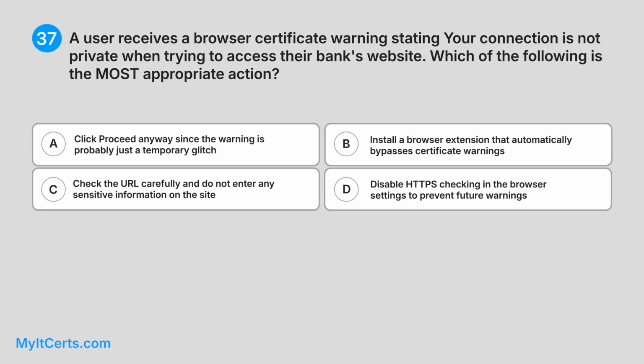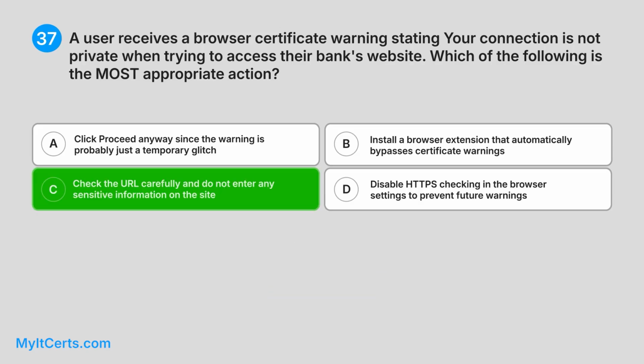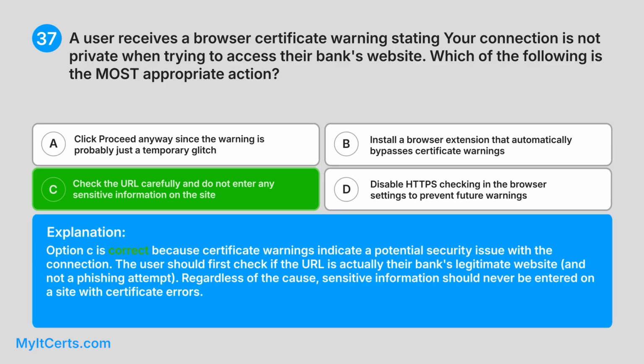Correct answer. C. Check the URL carefully and do not enter any sensitive information on the site. Explanation. Option C is correct because certificate warnings indicate a potential security issue with the connection. The user should first check if the URL is actually their bank's legitimate website and not a phishing attempt. Regardless of the cause, sensitive information should never be entered on a site with certificate errors.